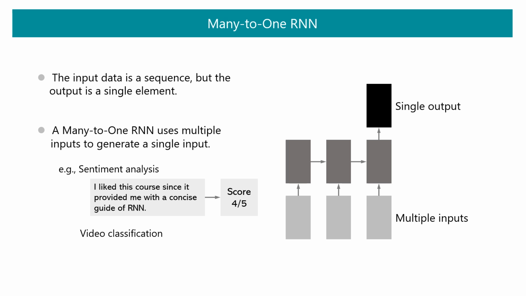Many-to-one RNN uses multiple inputs to generate a single output. In other words, it uses a sequence as an input to generate a single element, a fixed size vector. This kind of RNN is used for sentiment analysis, where we predict sentiment scores from each text. Here, the text data is a sequence, and the sentiment score is a number. Another example is video classification, where the RNN uses movie data to output categories. A movie is a sequence of images, and a category is a single output.